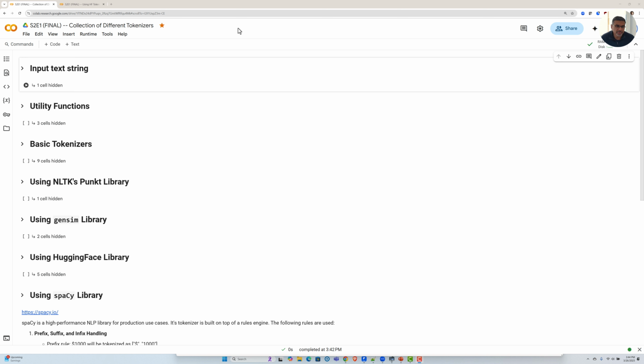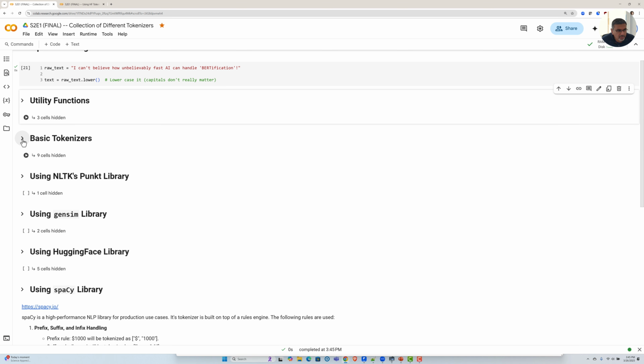So let's do the following. The input text that I'm going to use for our demo is, "I can't believe how unbelievably fast AI can handle portification." Okay. And I'm going to just lowercase it. That's not needed, but I'm going to lowercase that raw text. There are some utility functions we can skip. What the utility functions do is that they mount my Google Drive, because I'm using Google Colab, and it has my Hugging Face token here. It loads that and it also generates a vocabulary and all that. We can ignore this for now. All right, so actually let me run it, but we can ignore that.